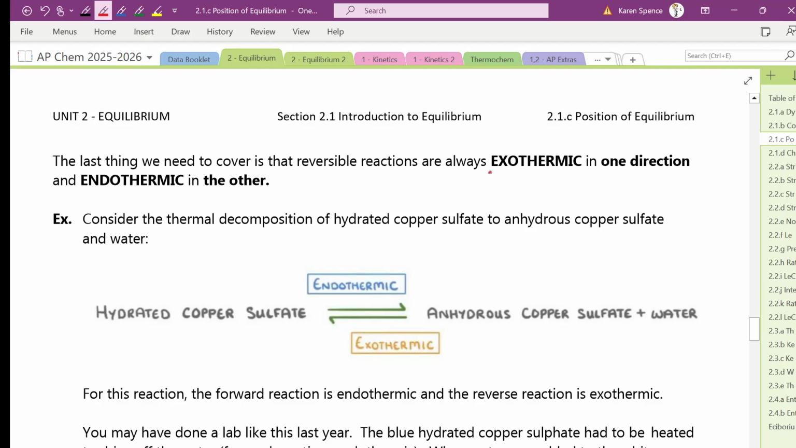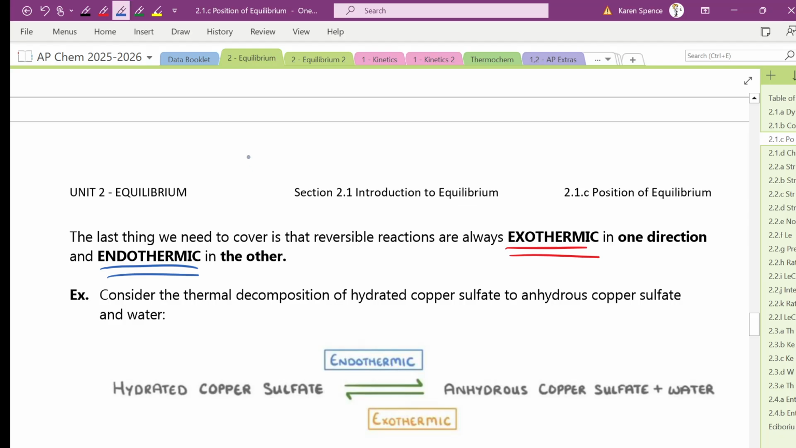The last thing we need to cover is that for every reversible reaction, they are always exothermic in one direction and endothermic in the other direction. Does that make sense? If we have our little potential energy diagram, and in the forward direction, let's say it's exothermic, in the reverse direction, it would have to be endothermic. Like if you're reading it forwards and backwards, they have to be opposite of one another.